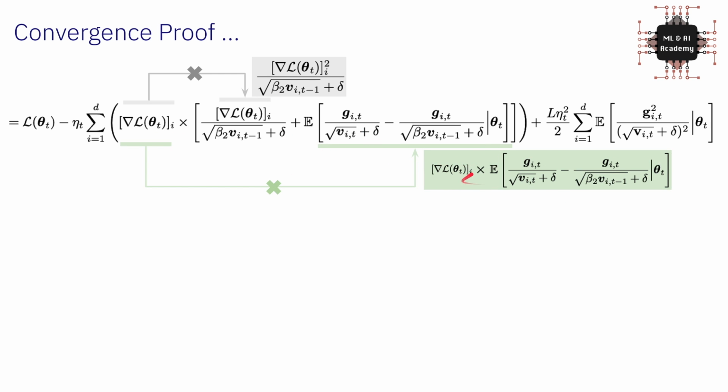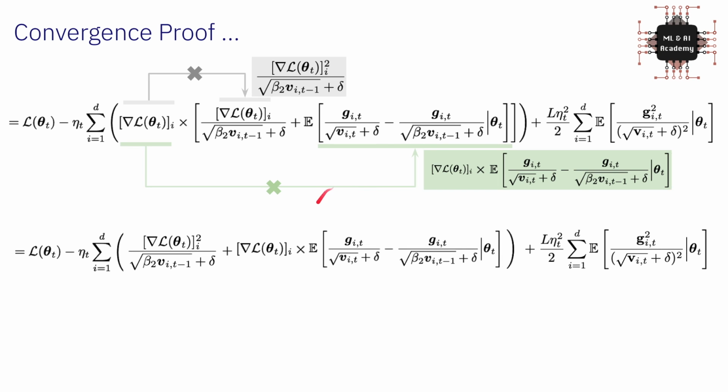So this is nothing but the product of this gradient i into each of these terms here. Right. And now I just take this and plug it back into my previous equation. And that will give me this squared divided by square root of beta 2 v_{i,t-1} plus delta plus this chunk here. So we got this, put it there. We got this, put it there.